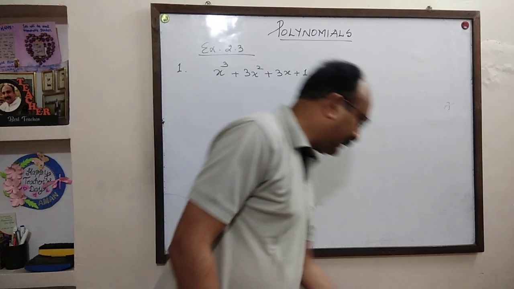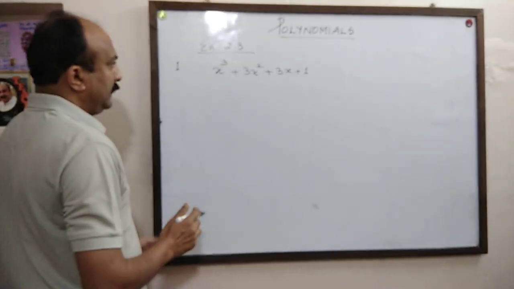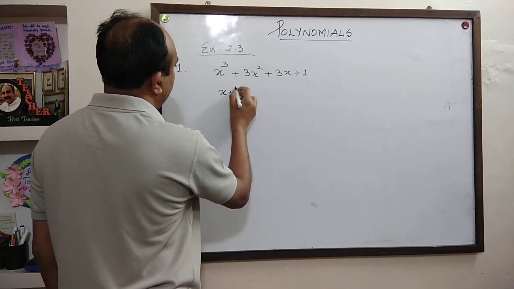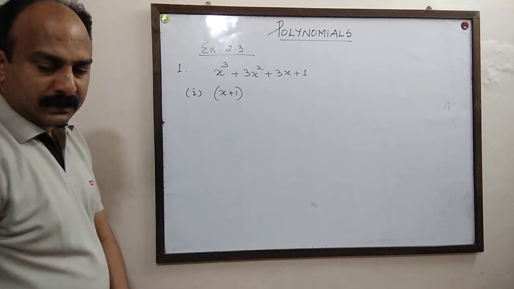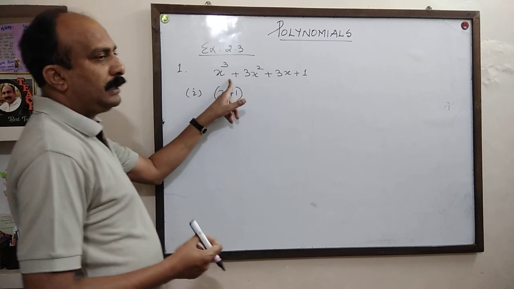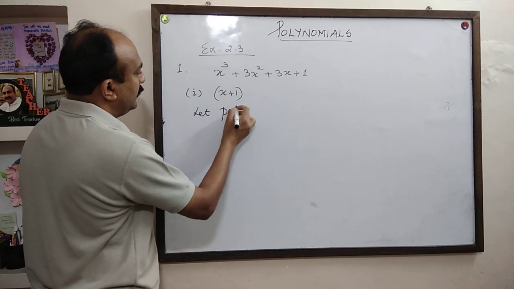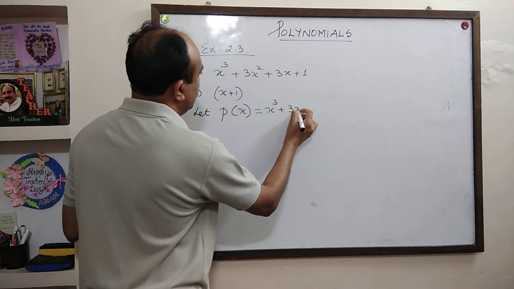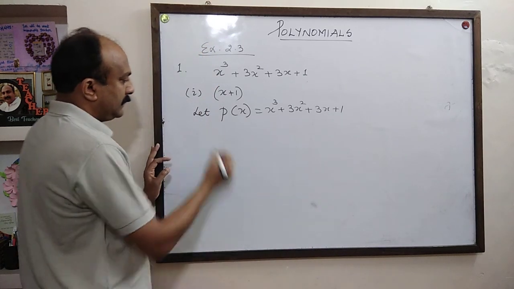First one, x plus 1. Find the remainder when it is divided by x plus 1. This is the first part. So the first thing that we have to do is, this is the given polynomial, meaning dividend, so we will name it as p of x. Let p of x equal x cube plus 3x square plus 3x plus 1.